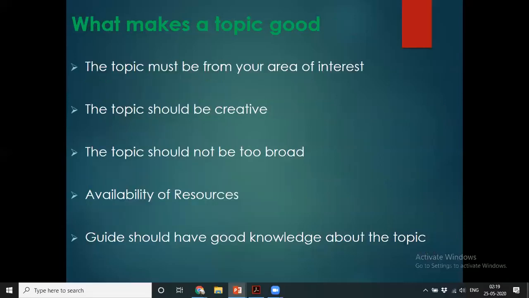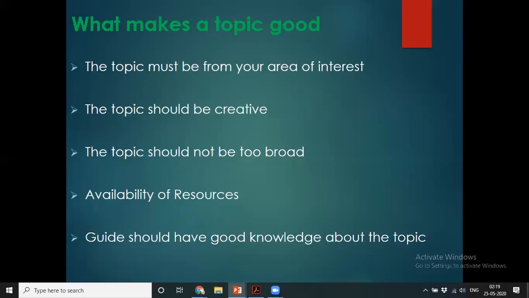Now, what makes a topic good? These are some points. The topic must be from your area of interest. That is right, we have already discussed that. Then the topic should be creative. What is the meaning of that? Topic should be creative means the topic where you will work should have sufficient scope in the scientific community.